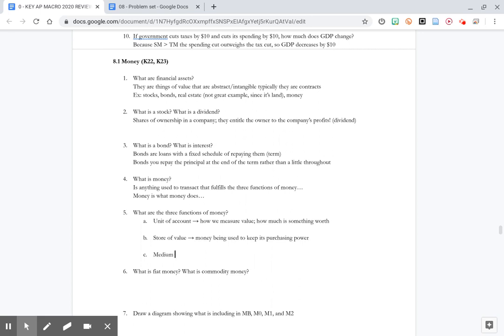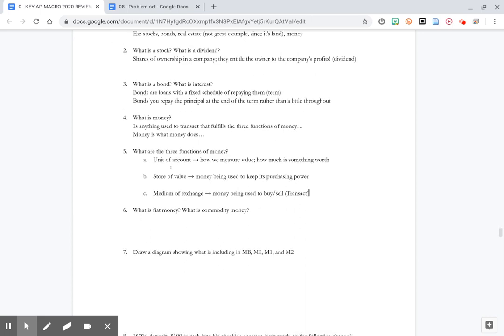And then finally, and perhaps most importantly, is medium of exchange. This is money being used to buy and sell, to transact. And that's how we commonly think about money. Money would need to do all three of these things to be considered money. So if you have an idea for something that would be good money, it has to do all three.